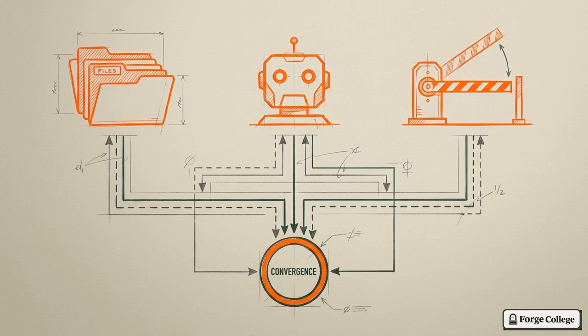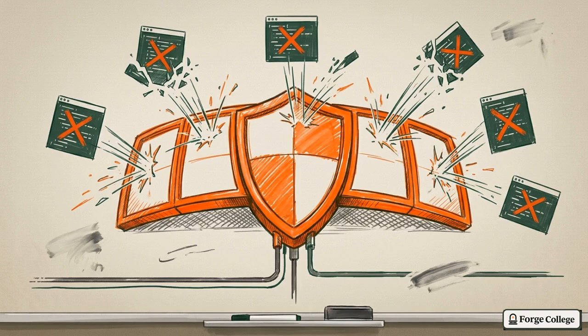By combining a clear sorting system, AI assistance, and automated gates, you turn coverage into a proactive shield that defends your project against future errors.